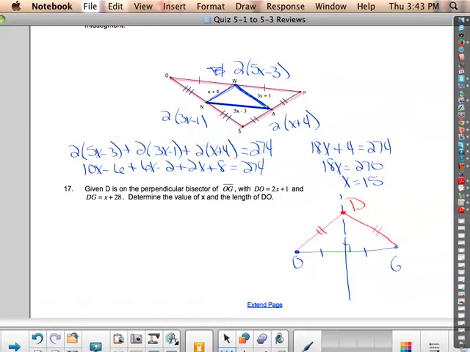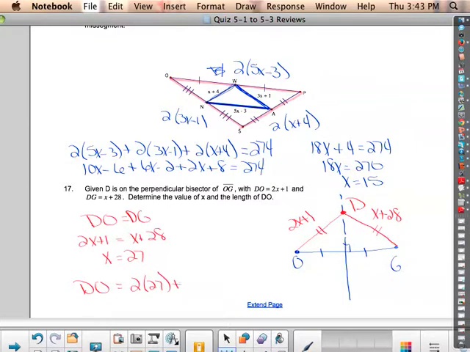You're given that the length DO is 2x plus 1, and the length DG is x plus 28. They're congruent. DO is equal to DG, therefore 2x plus 1 is equal to x plus 28. So x is equal to 27. Therefore, DO is equal to 2 times 27 plus 1, which is 55.